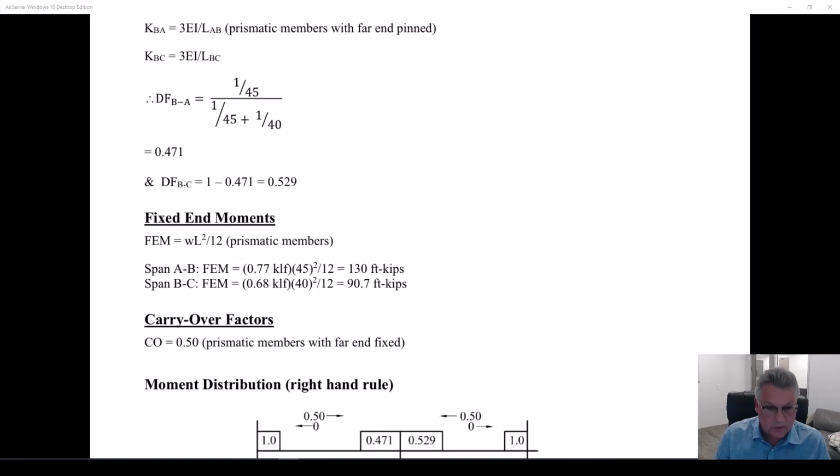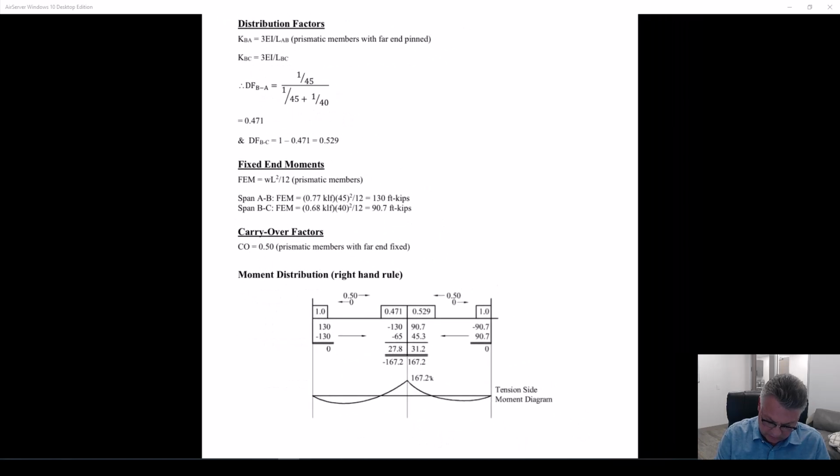This is how I want you to approach this. Your fixed end moments are always WL squared over 12. It's easiest if you just think in those terms. So we have a fixed end moment, WL squared over 12, based upon the net load in span 1, and we have a fixed end moment based upon the net load in span 2. 130 foot kips and 90.7.